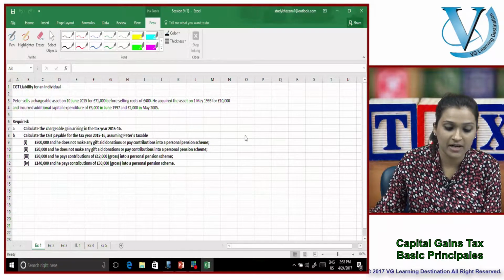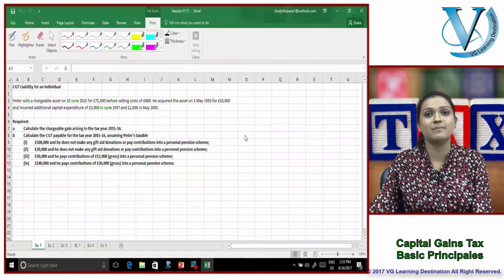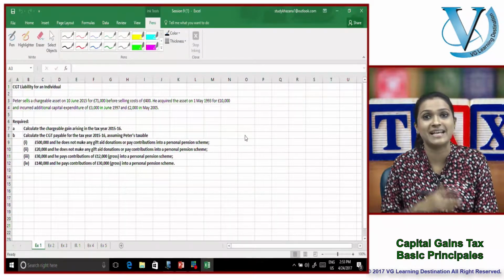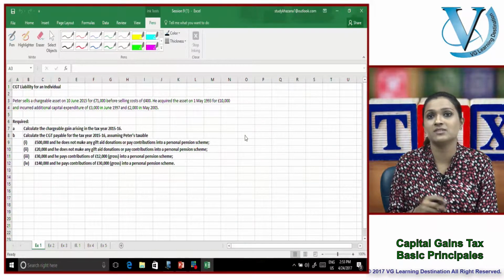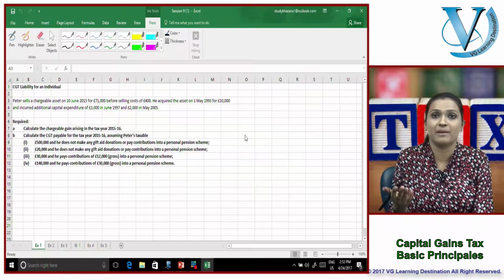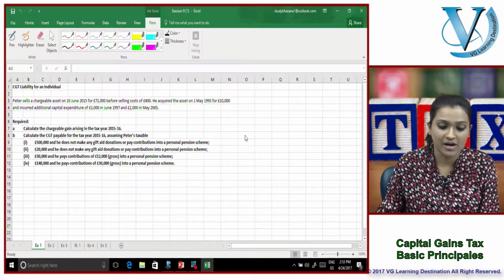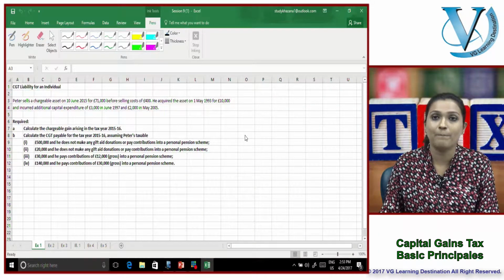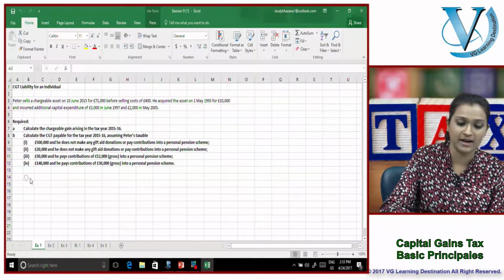Part C, £30,000 and he pays contribution of £12,000 gross into a personal pension scheme. Definitely contribution to a personal pension scheme results into an extension of the basic rate band by the gross amount. Remember, there is going to be no extension of the additional rate band. Why? Because there is no additional rate band. There are only two bands available here, basic as well as the higher. Then £140,000 and he pays contribution of £30,000 gross into a personal pension scheme. So let's solve this question one at a time.